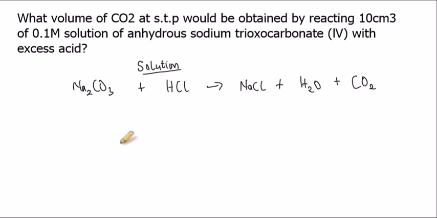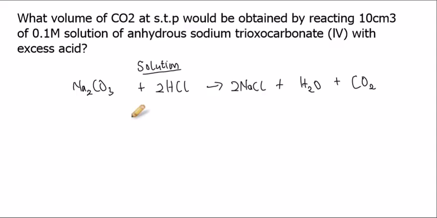Looking at the equation above, you can discover that the equation is not balanced yet. To balance that, we'll be adding 2 here as a coefficient. So this makes sodium balanced. Then for chlorine, we'll come here to hydrochloric acid to add 2 as well. So with this, we now have a balanced chemical equation.